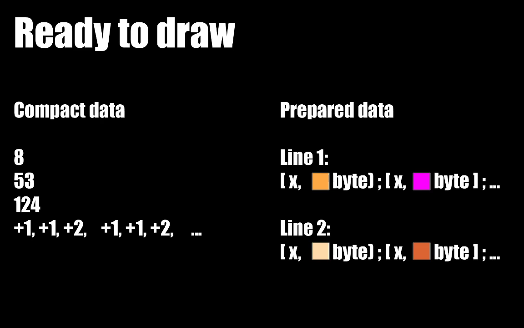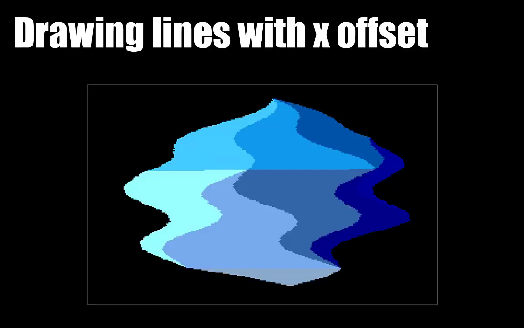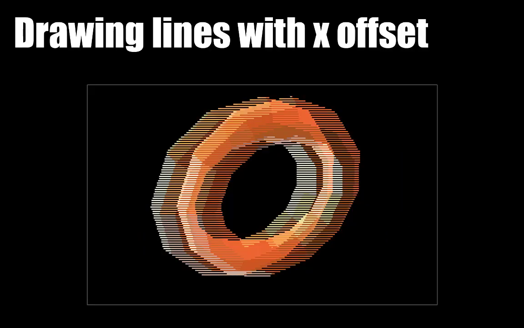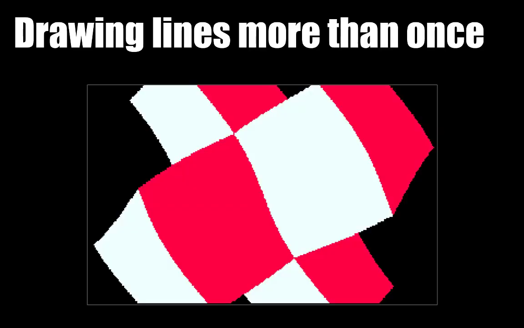All we need now is a program that reads a line from the buffer and outputs the byte values to the screen according to their X. By changing the offset to where the program draws to, we can create all the effects, like the wobbling of the rock or the blurry ring. By drawing lines multiple times, we can create a vertical wobble effect.